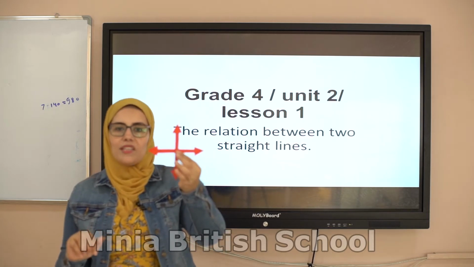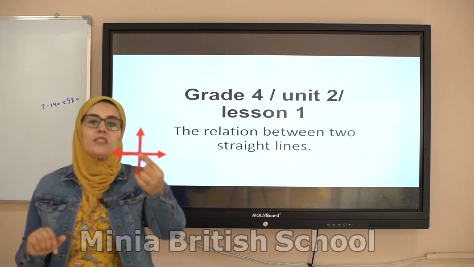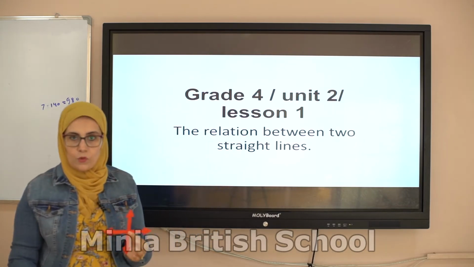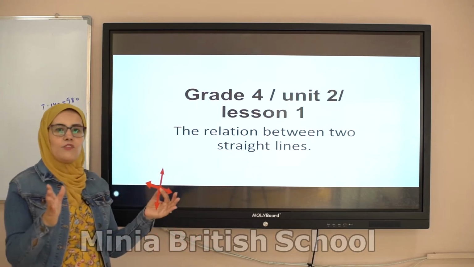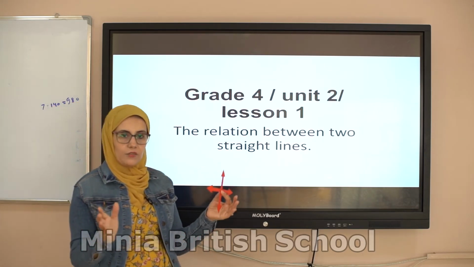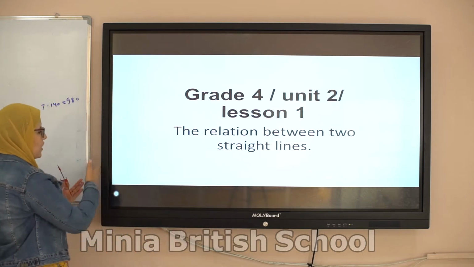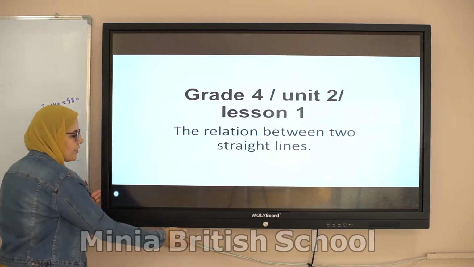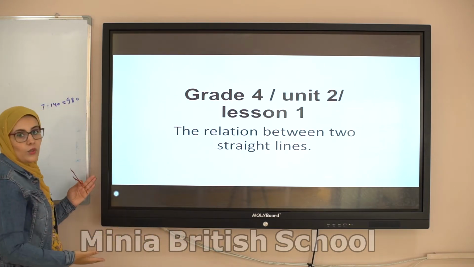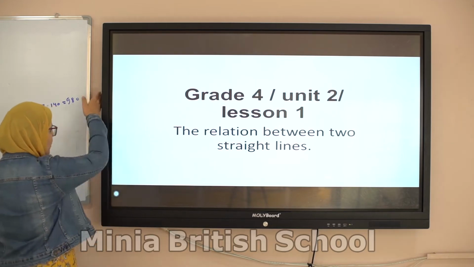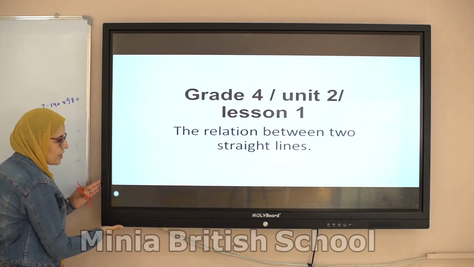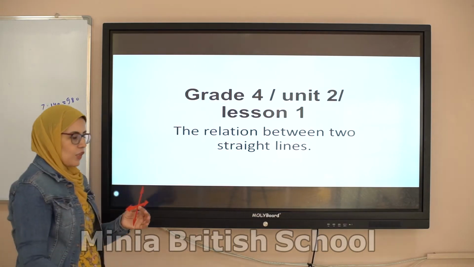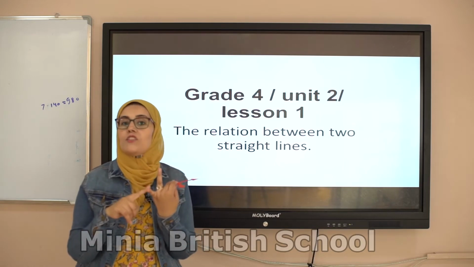Okay, it looks like a plus. Let me give you an example from our real life. For example, the edge of this board and the edge of this board. If we imagine this is a straight line and this is a straight line, actually they are perpendicular. Why? Because this edge is standing on this edge. So this is called perpendicular.